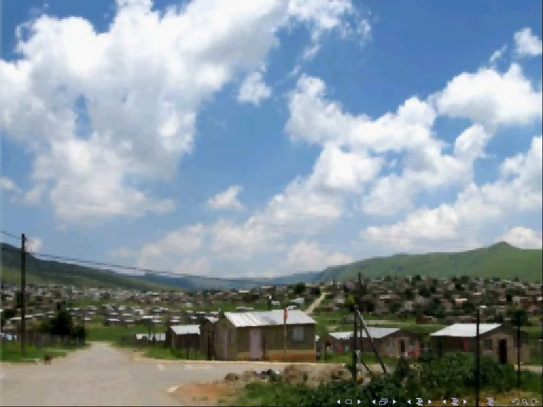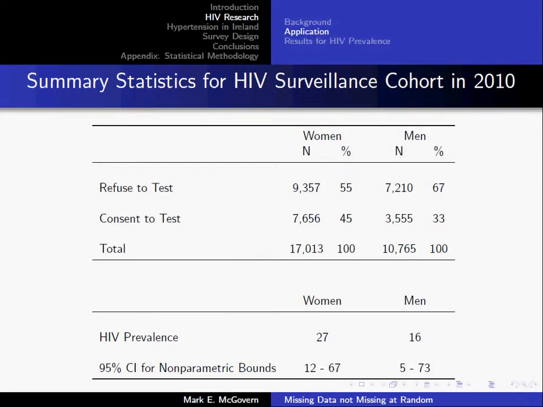So this is just a snapshot of the data in 2010, the year I'm going to be using. And you can already see that we have major, major problems here. So in total, 17,000 women in the data, but only 45% consent to tests. There are 10,000 or 11,000 men. Only 33% of men take the HIV test.